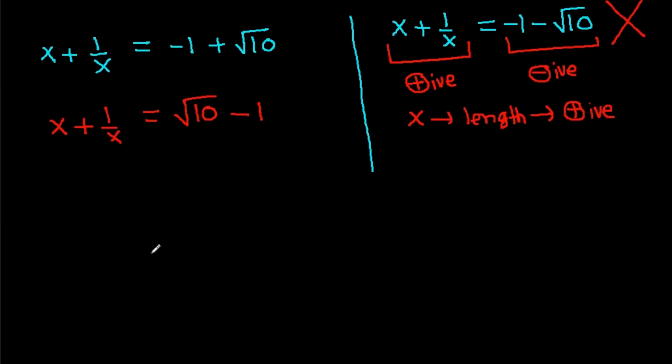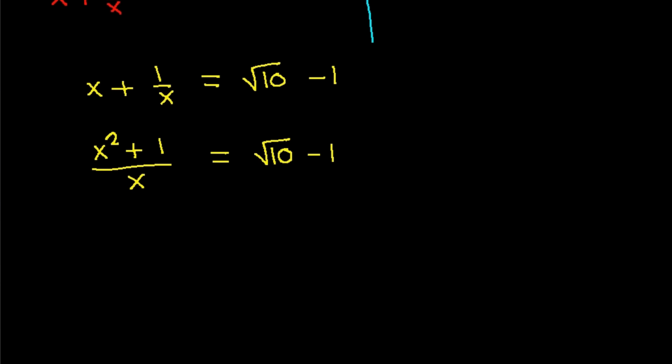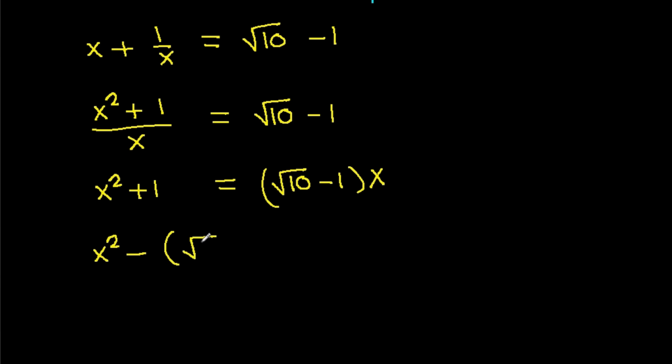And we have x plus 1 by x is square root of 10 minus 1, and it is x square plus 1 by x is equal to square root of 10 minus 1. And if we cross multiply, then x square plus 1 will be square root of 10 minus 1 times x. And x square minus square root of 10 minus 1 times x plus 1 will be equal to 0.